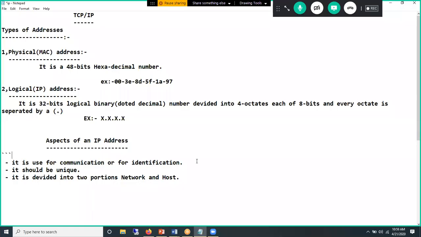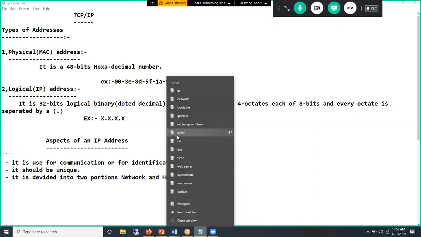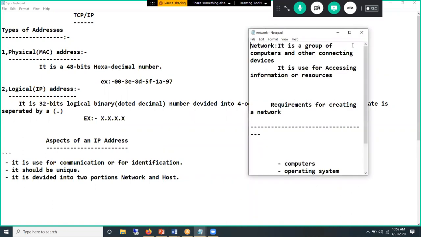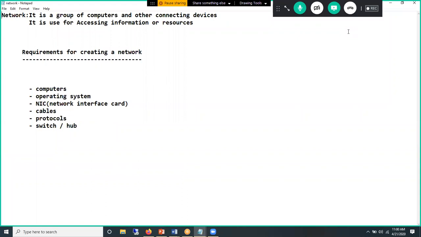So let's start today's session. In the last class we discussed the introduction to networks. In that class, we saw what a network is, the concept of a network, how to create one, and we even covered some requirements. We also saw some advantages: why you create a network and why we connect all the devices on a network.